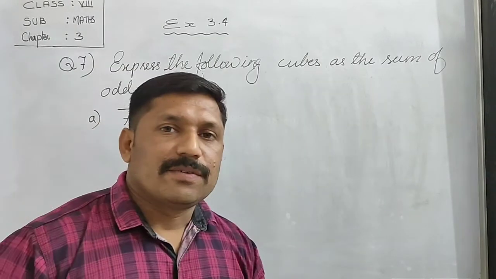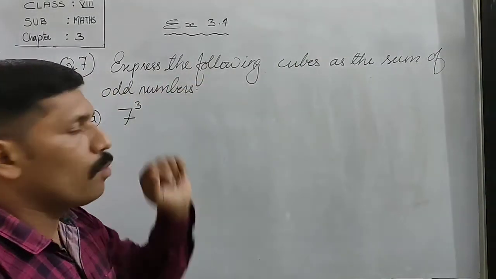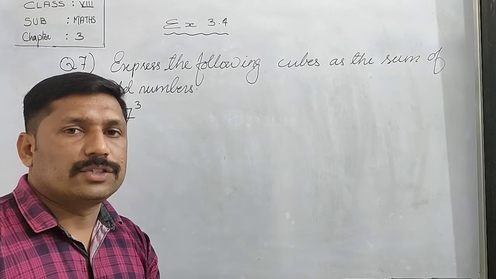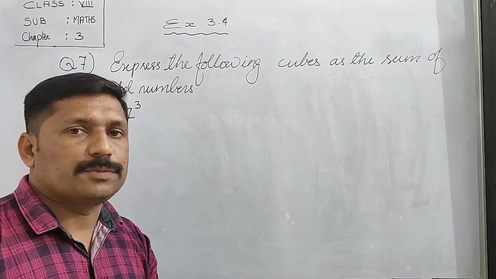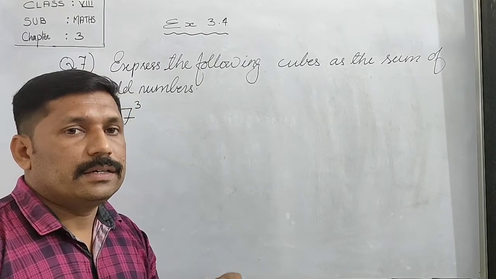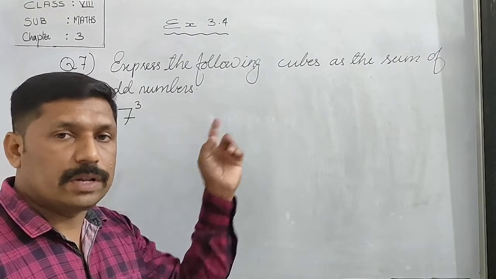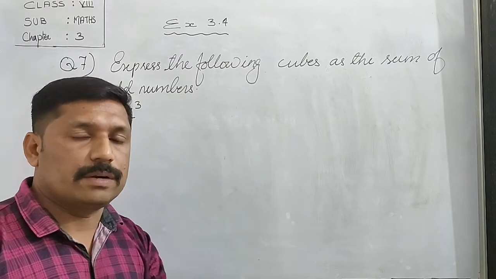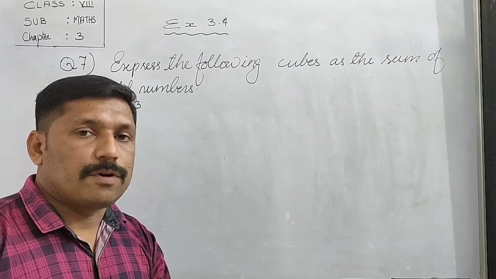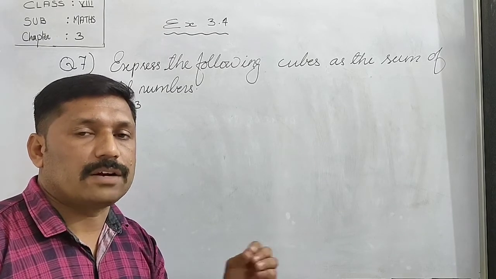Okay, now we are going to the 7th question. The question is: express the following cubes as the sum of odd numbers. We have studied that the cube of every number can be expressed as the sum of consecutive odd numbers. But here, in order to express that, we have to add 7 odd numbers, as it is 7 cube. But these odd numbers do not start from 1. We have to find out first which number to start with.